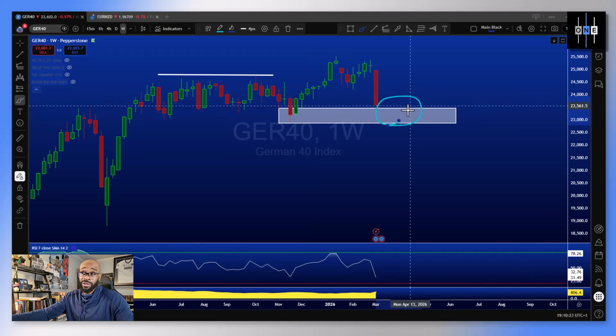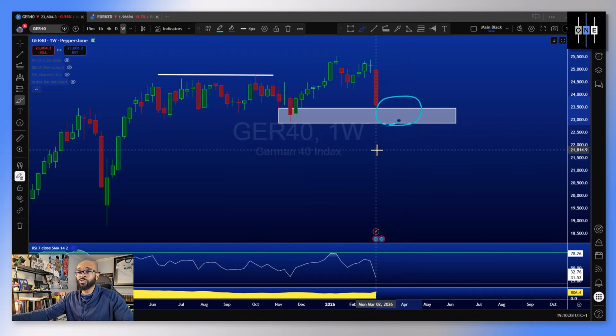And if you're gonna get long, it's good to get long before the area that you know you're wrong at, because then you can have a very small risk, right?